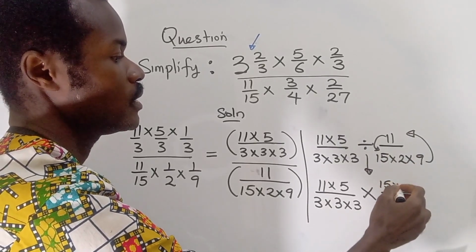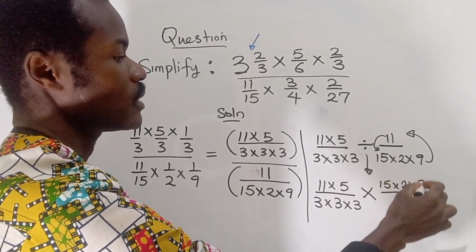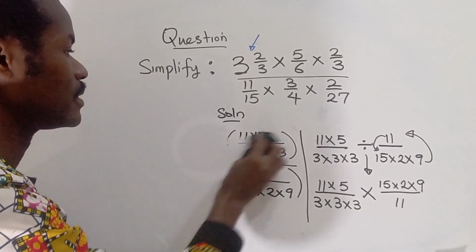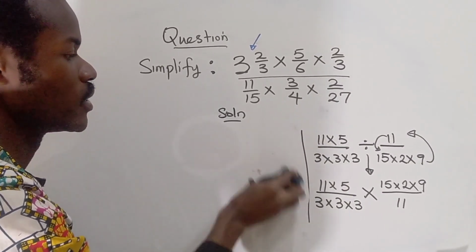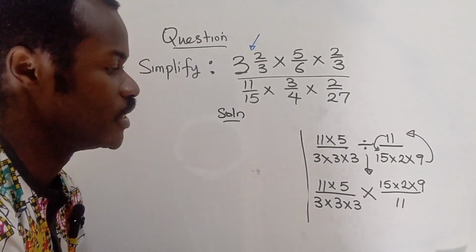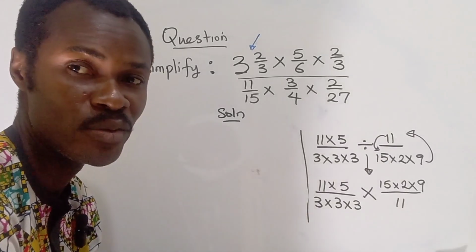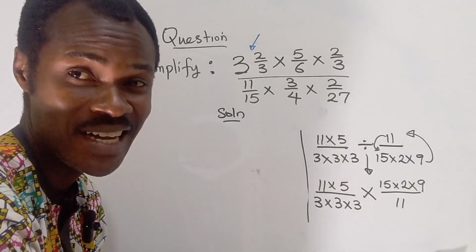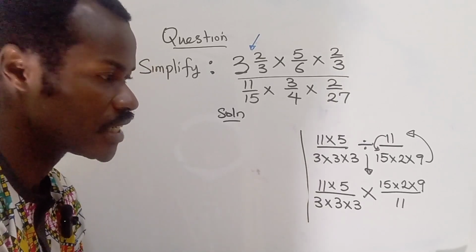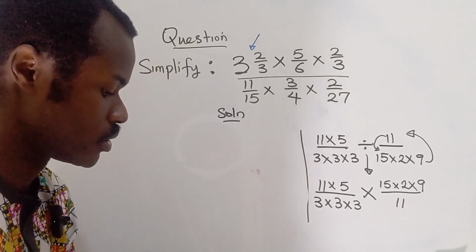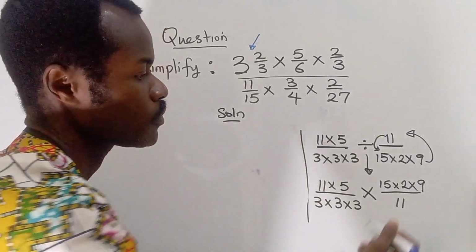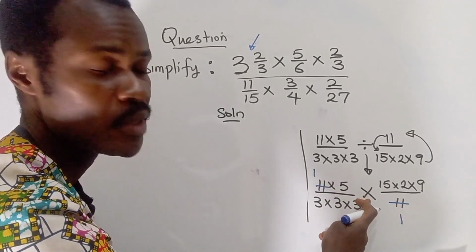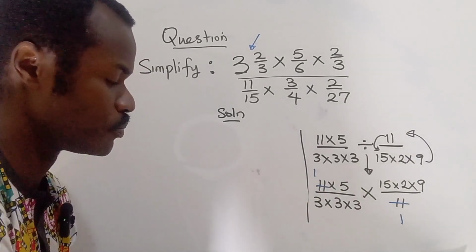So we have 15 times 2 times 9. From that, we can now easily cancel out. Instead of multiplying all this and making the numbers even larger, we can easily cancel. So let's begin to cancel out and see what we are going to be left with. This is going to cancel this, which is 1, 1.